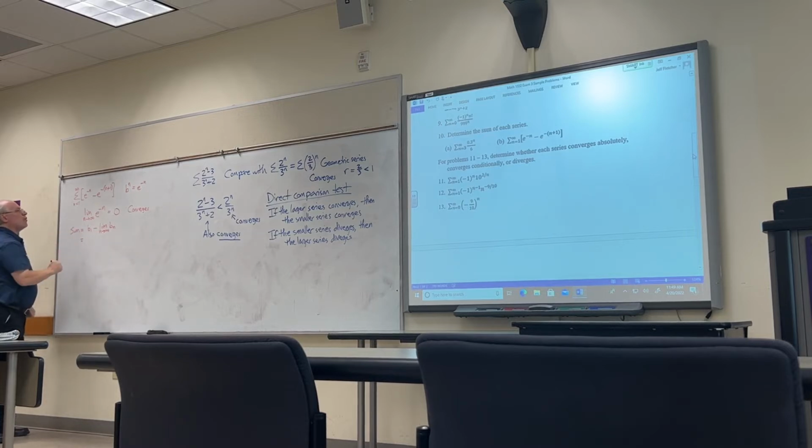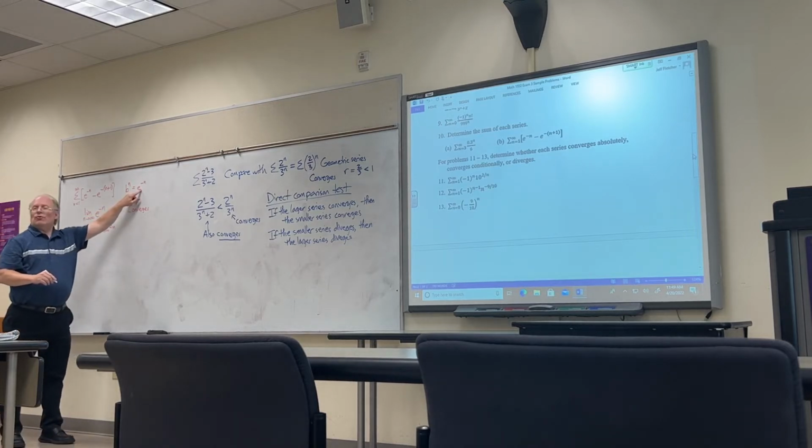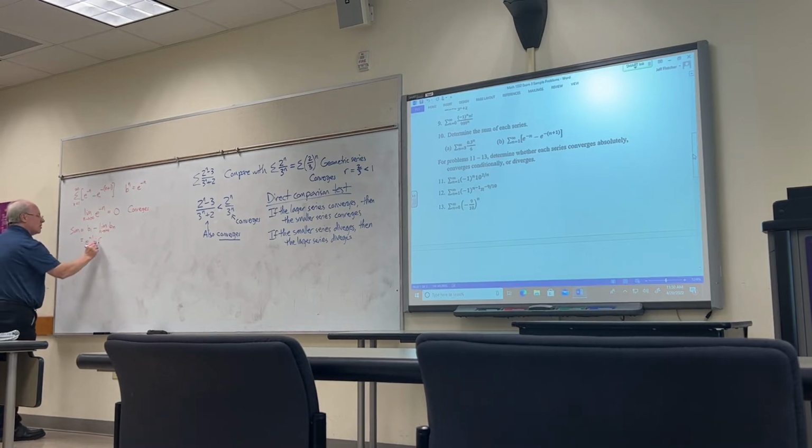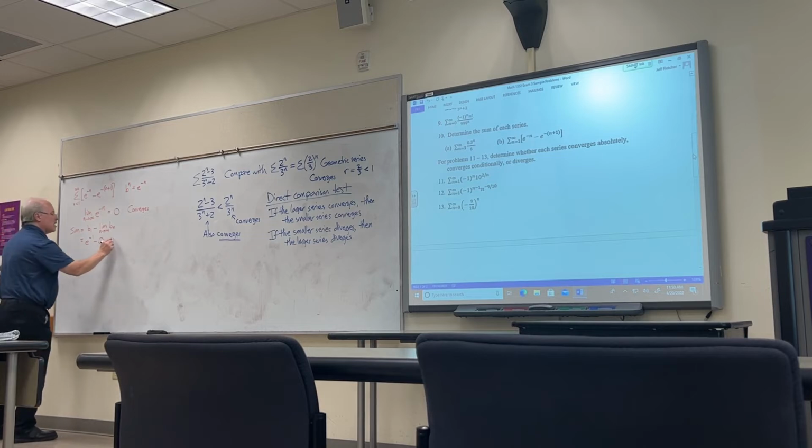So what's the first term of this sequence? It'll be when n equals 1, so e to the negative 1. It'll be e to the negative 1 minus the limit, which is 0. So what do you get for the sum? The sum's just going to be e to the negative 1.